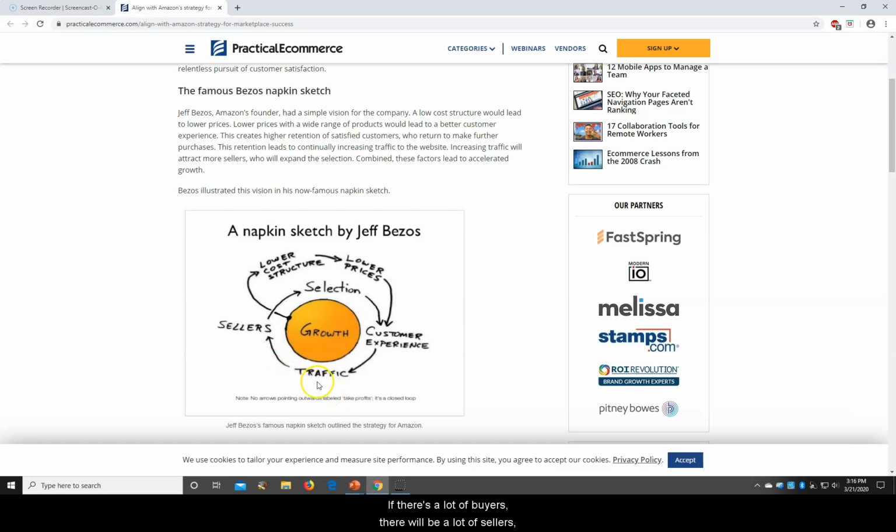Buyers traffic. If there's a lot of buyers, there'll be a lot of sellers, right? So how do we get a lot of buyers? We got to make the customer experience as good as it can be. If customers are happy and satisfied, they'll show up. And if the customers are happy and we have a lot of customers, we're going to grow, which means we can have lower costs because we'll be efficient, which means we can have lower prices, which means we'll have happy customers, which means with a lot of customers, we'll have a lot of sellers, which means we'll have a lot of selection, which means we'll have more customers, and it just keeps going. So that's essentially the Amazon business model on the back of a napkin. And it all starts with customers.